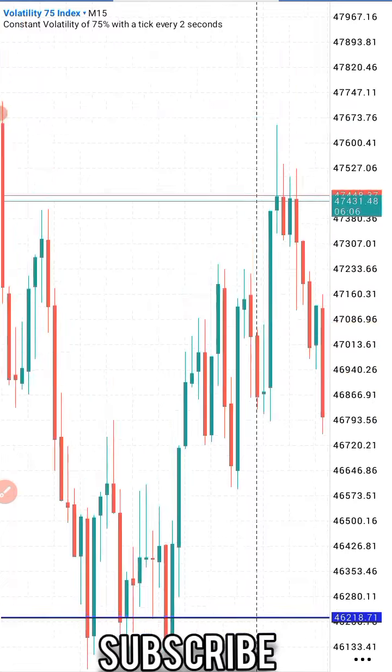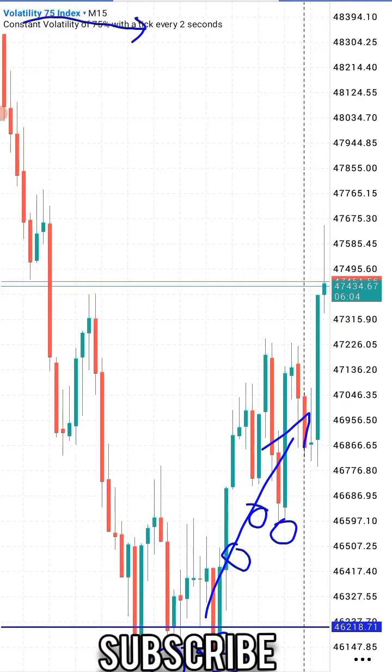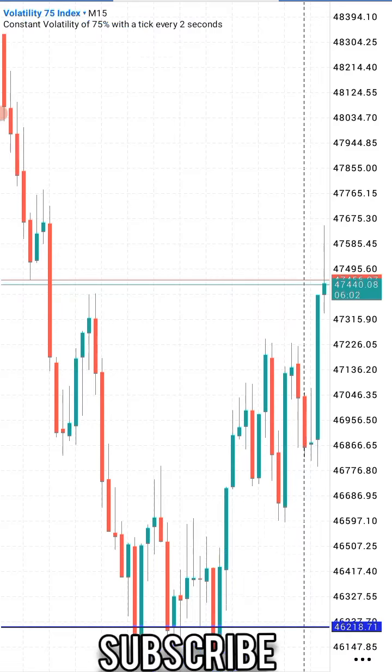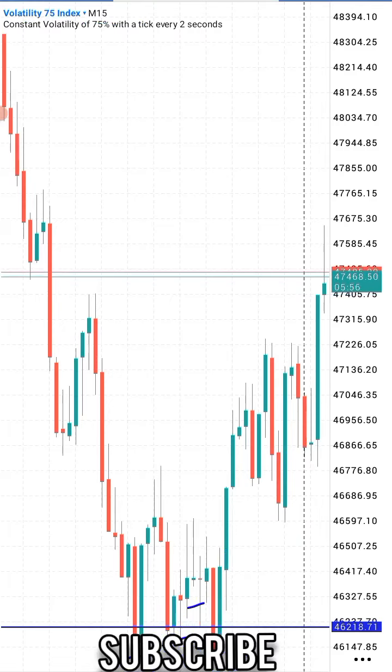Long wick. Look at it. Some people call it a tail. Look at it here. You see it. It's called a wick. Rejection of candlestick. Look for rejection of candlestick.